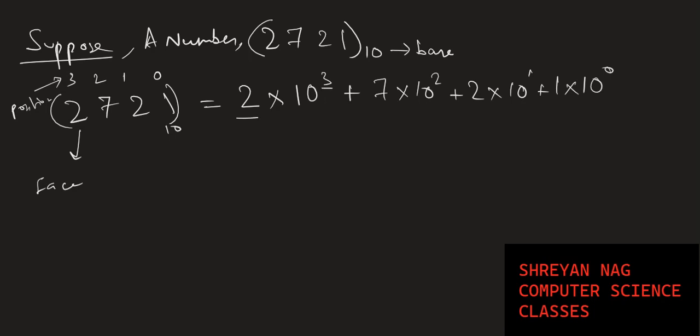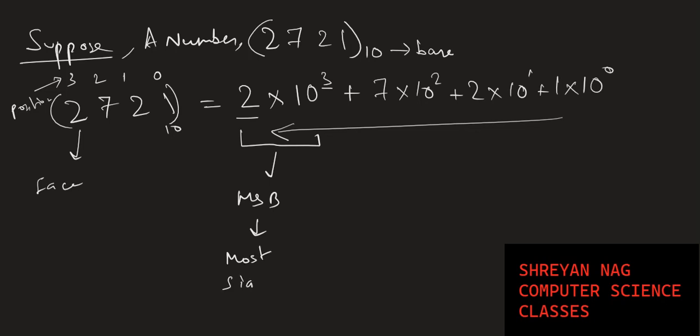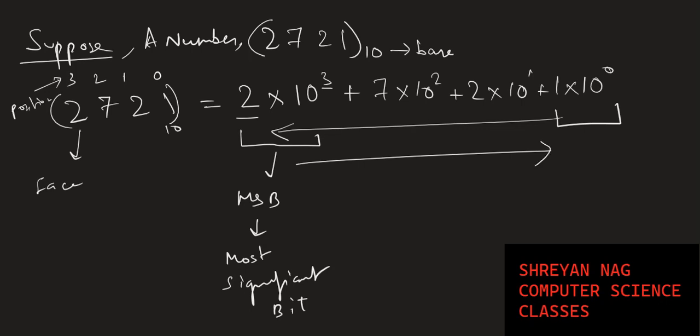But we need to learn something more. The digit which is at the very left is called the MSB, which stands for most significant bit, and the digit at the very right becomes the LSB, or least significant bit.